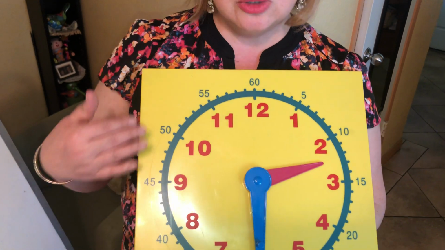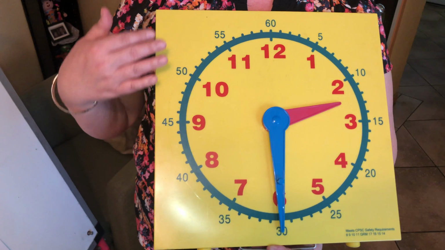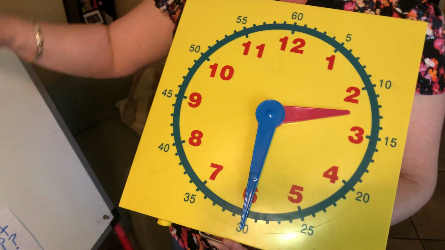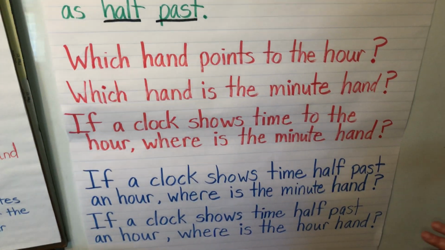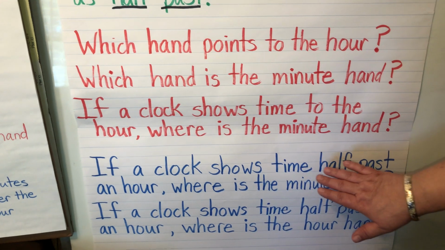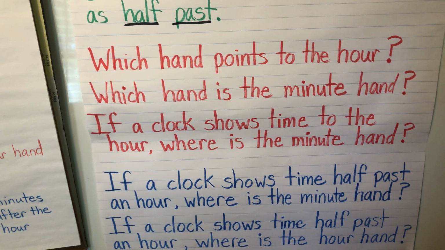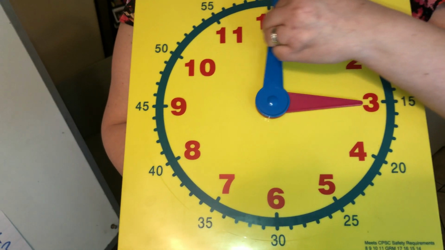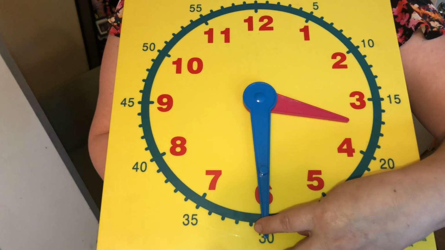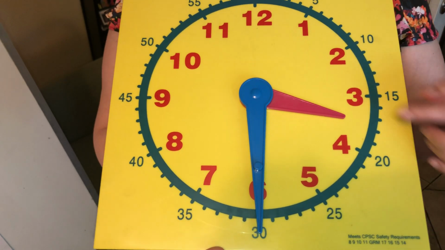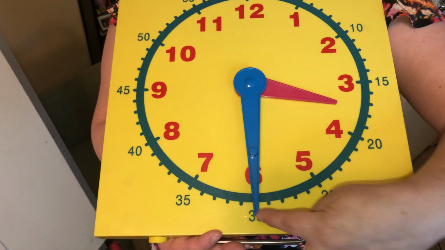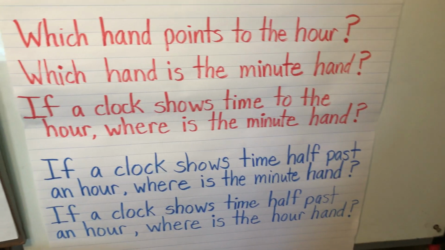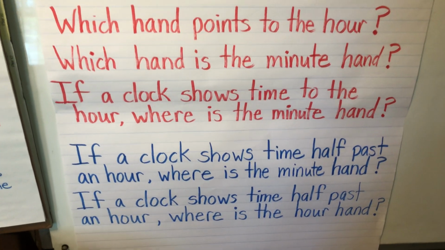Okay, so that is what our lesson is going to be today, and you're going to get plenty of practice with that in your book. So let me just go back to this and look at some more information that I have there. So it says, if a clock shows 2:30, half past the hour, where is the minute hand? So let's look at our clock again, and I'm going to change the time. Okay, so it's 3:30.